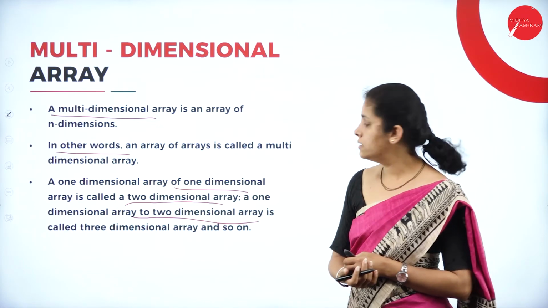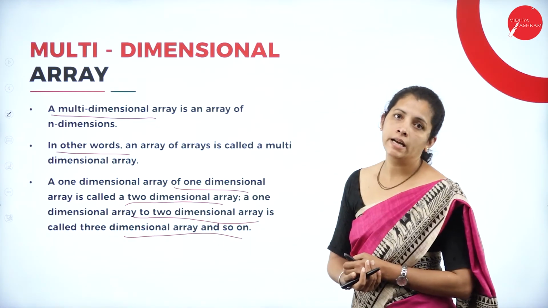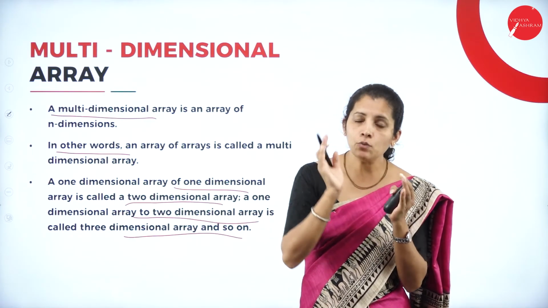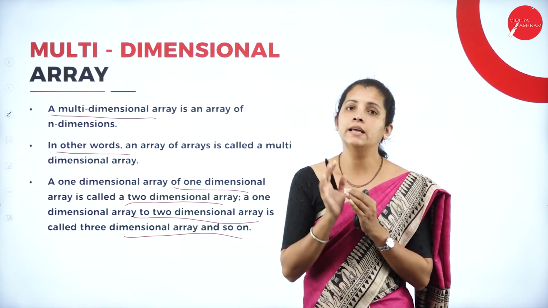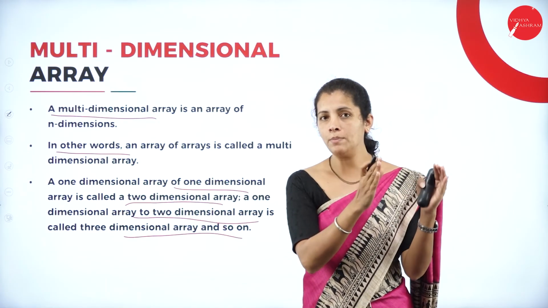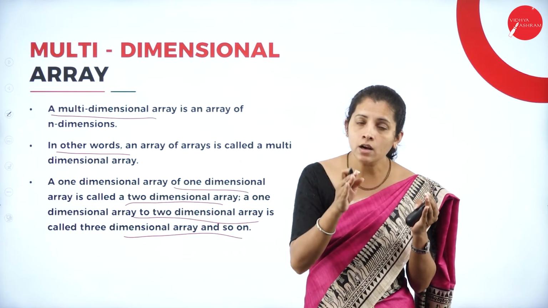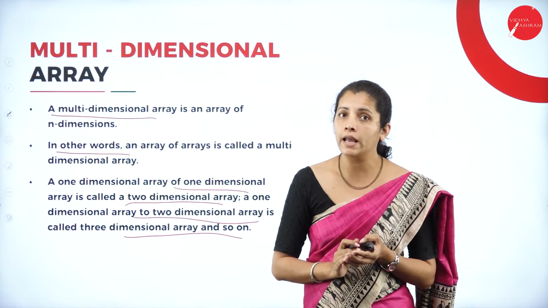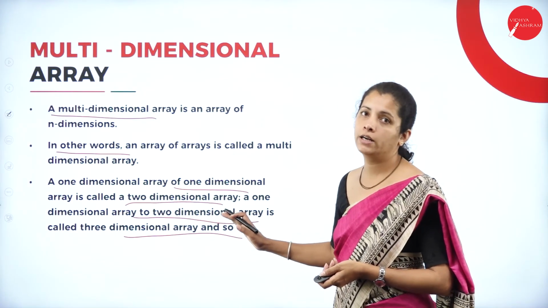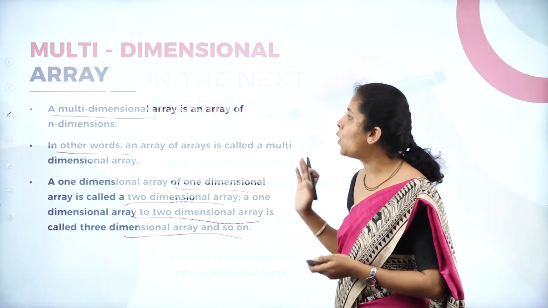So, dear student, if I consider a one-dimensional array and I create one more one-dimensional array in it, it is called a two-dimensional array. Now, I have a one-dimensional array, and in it I create one more two-dimensional array, then it is called a three-dimensional array, and it is going to continue. So it is so on.